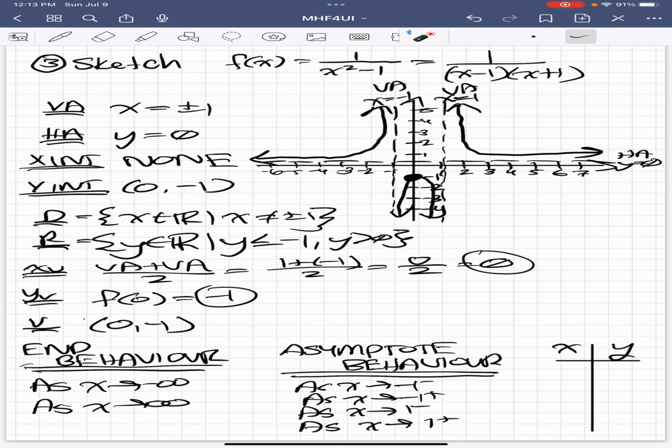Okay, so let's go to end behavior and asymptote behavior. So as it approaches negative infinity, I see it's approaching 0 from the positive side. So y approaches 0 from the positive side, and y approaches 0 from the positive side. We've done this a few times. It's the same answer every time for this graph.